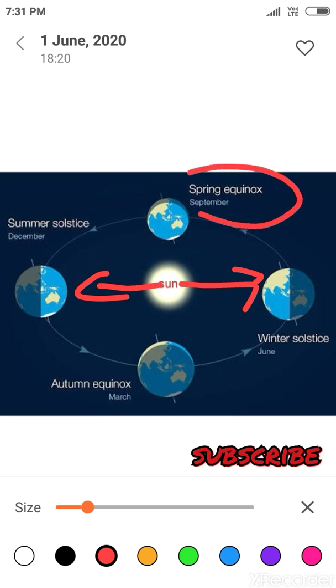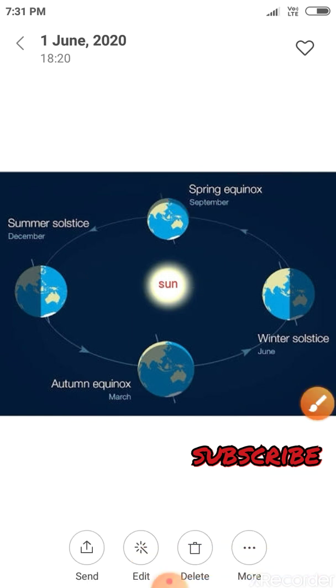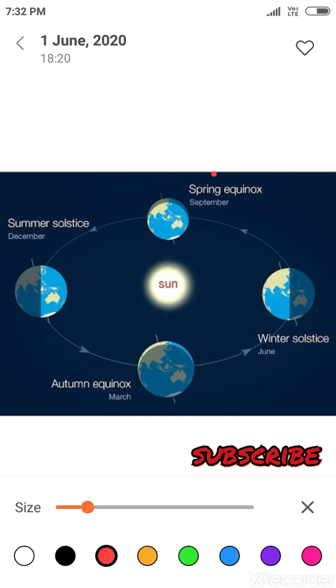And this one is the equinox. So moving to the next topic, equinox. On 21st March and 23rd September, the direct rays of the sun fall on the equator and the whole earth experiences equal days and equal nights. This is called an equinox. This is the equinox, and this one is also the equinox.